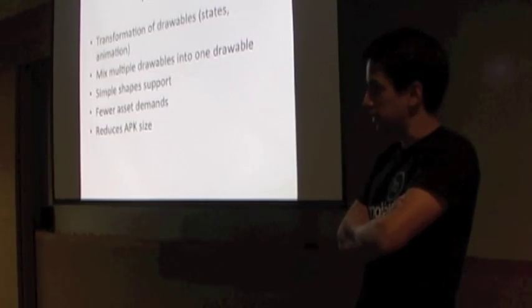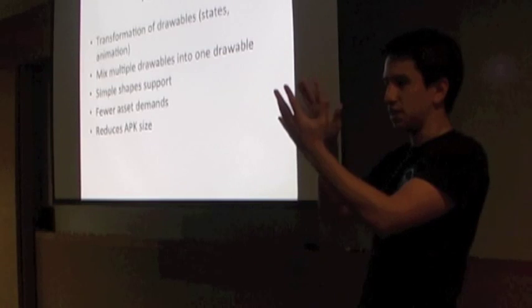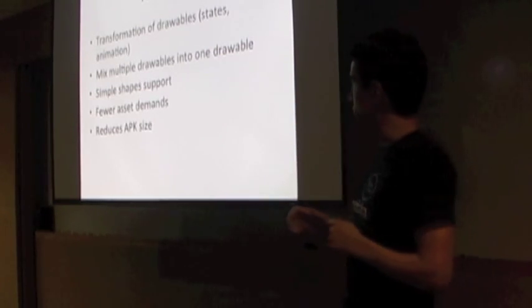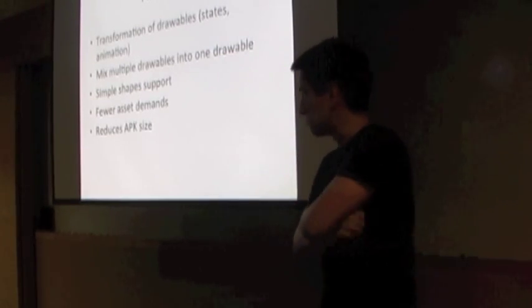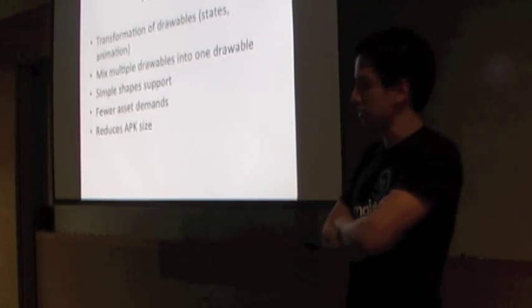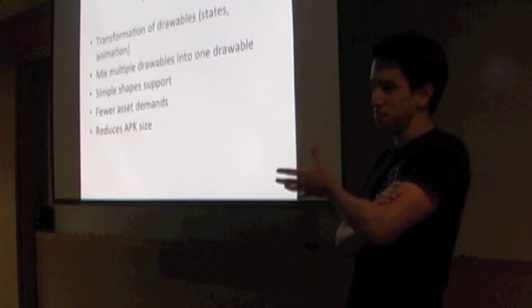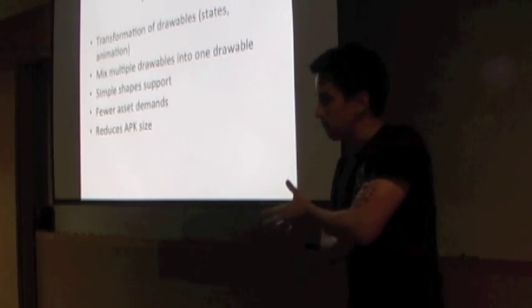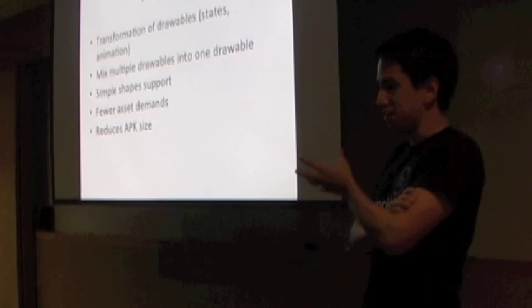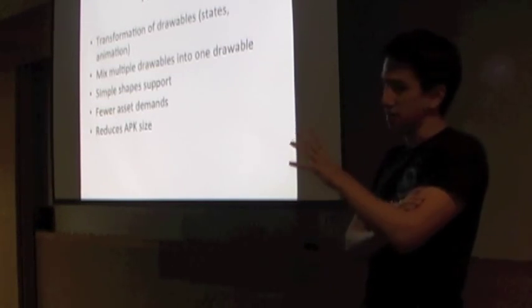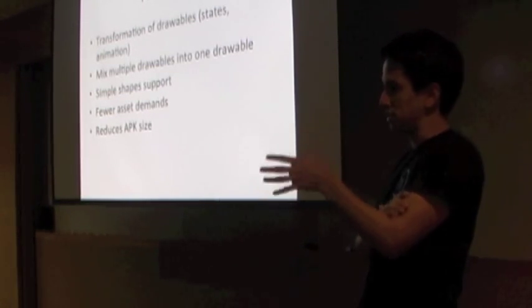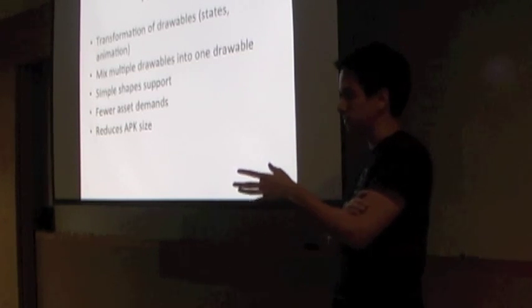There's one drawable called a layer list that allows you to just layer drawables on top of each other. But you can pretty much mix and match drawables however you want, as long as you use it in XML. The third big advantage of Drawable XML is it gives you simple shape support. For things like basic rectangles, circles, or whatever, you can actually do that in XML, and you don't even need a graphical asset for it at all.